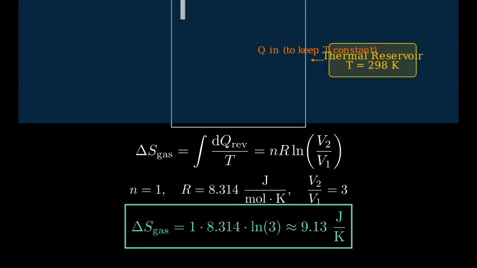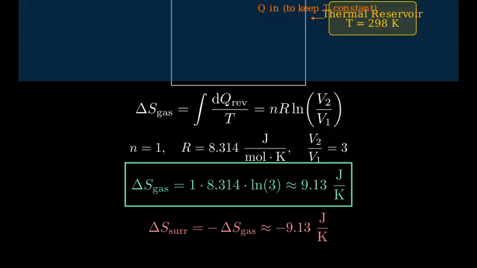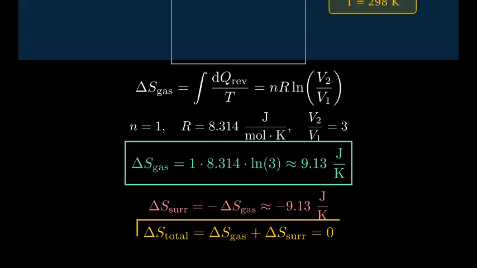For a reversible process, the surroundings are a large thermal reservoir at the same temperature. Heat leaving or entering that reservoir gives ΔS_surroundings equal to negative ΔS_gas, since Q_surroundings equals negative Q_system and the temperature is constant. We write ΔS_surroundings equals negative 9.13 joules per Kelvin. Therefore, ΔS_total equals ΔS_gas plus ΔS_surroundings equals 0, as expected for a reversible process.